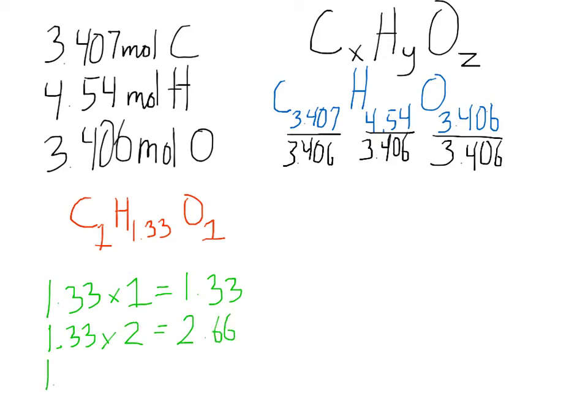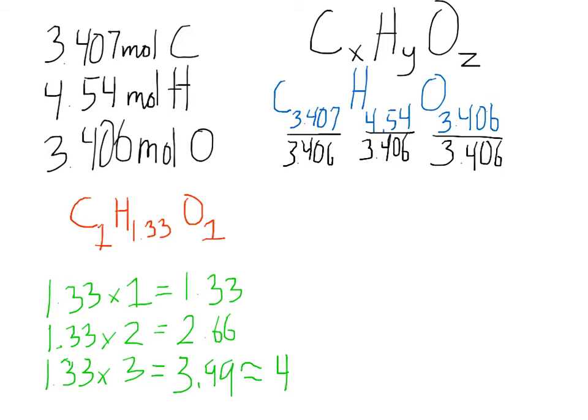Alright? The next number we could try is multiplying times 3. You see what we're doing here? We're just going 1, 2, 3, until we get a whole number. I mean, you could have skipped in your head and got to 3 and said, oh, that equals 3.99. Well, hey, that's basically 4. So there you go. You got a whole number. So I'll keep it in green.